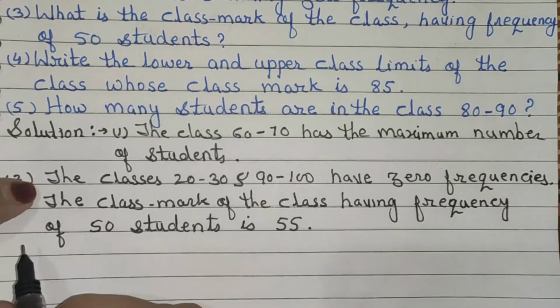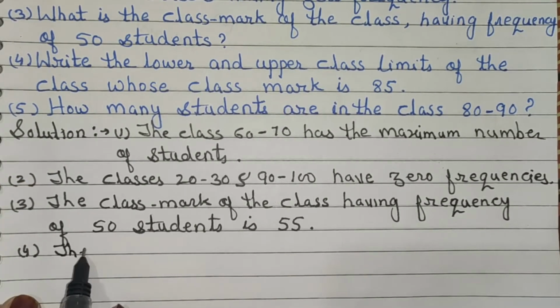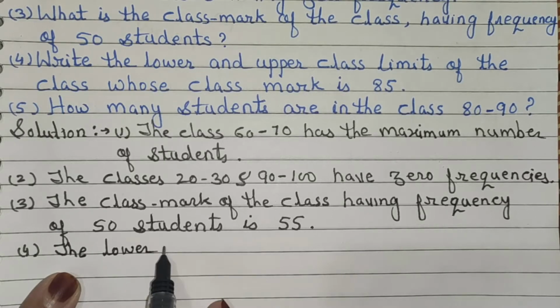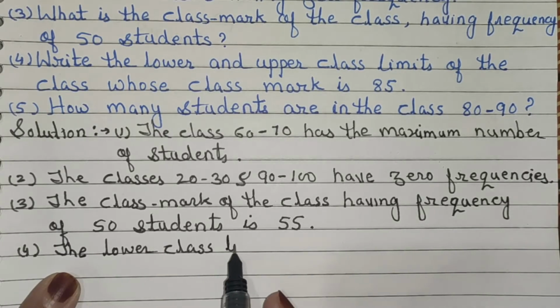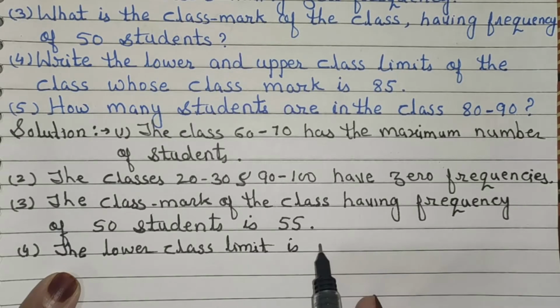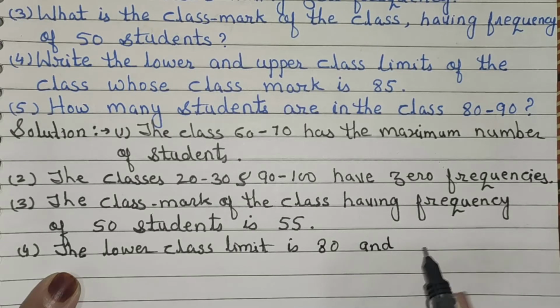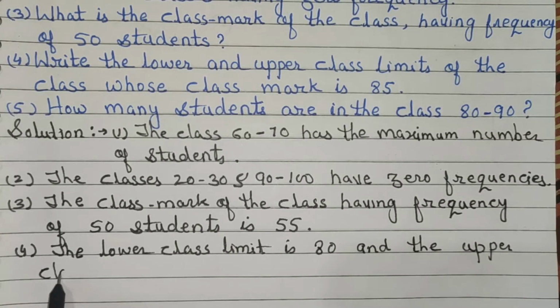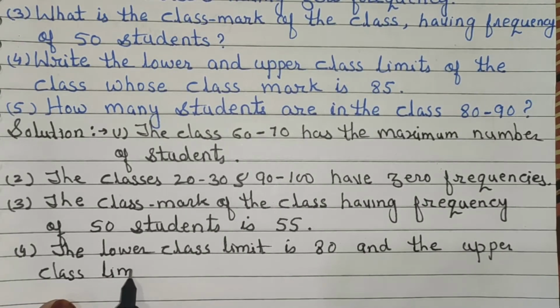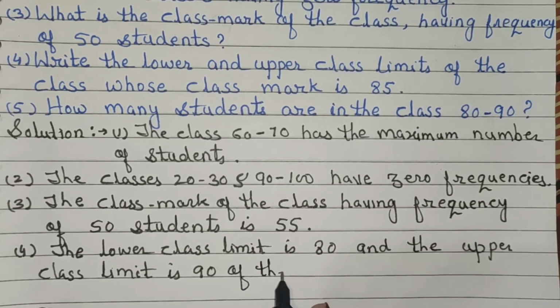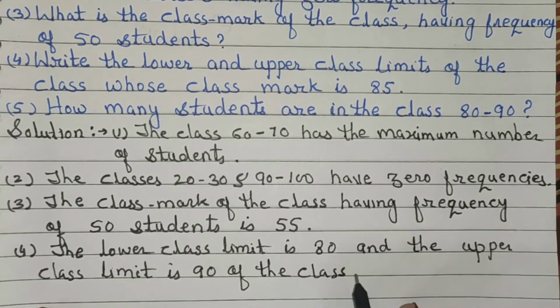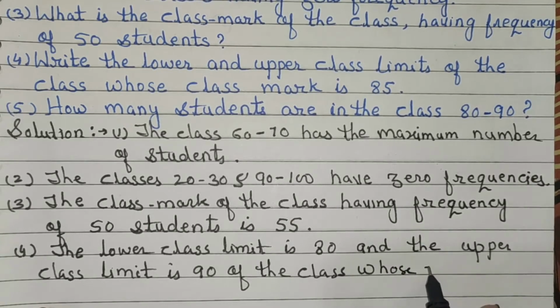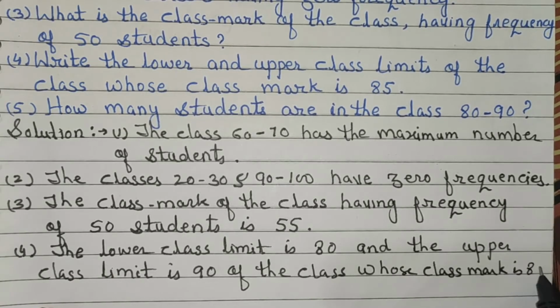Fourth, the lower class limit is 80 and the upper class limit is 90 of the class whose class mark is 85.